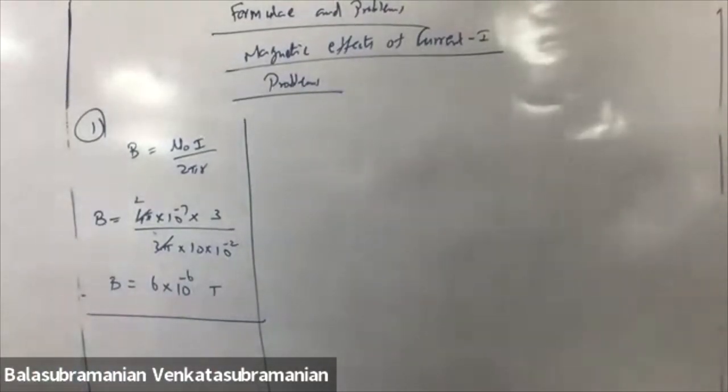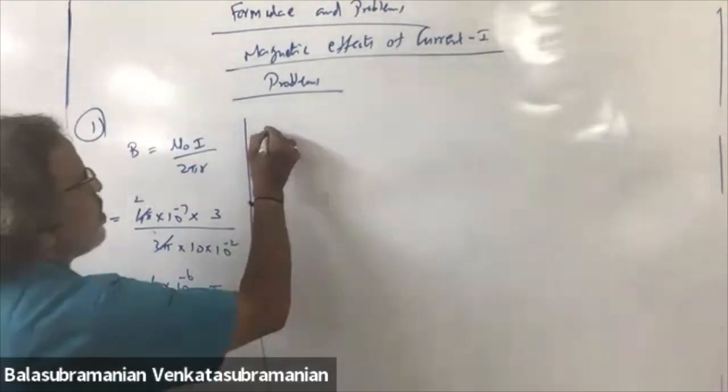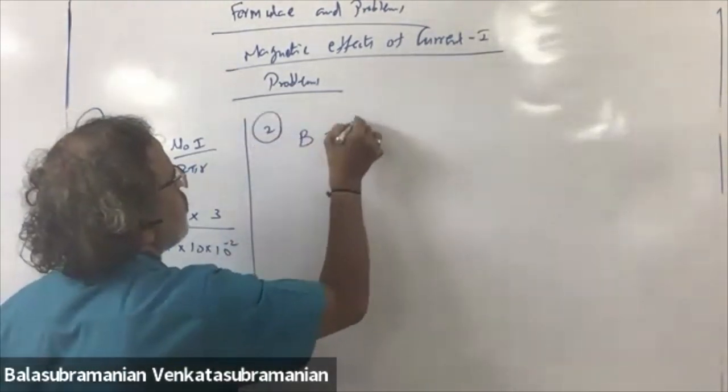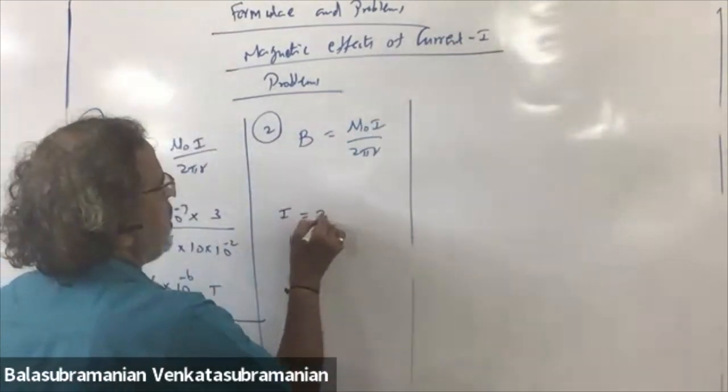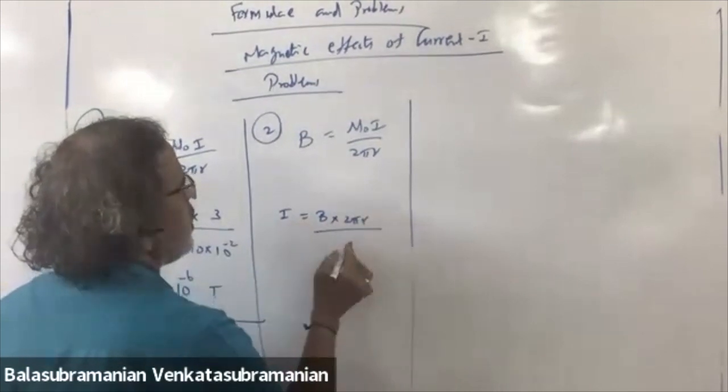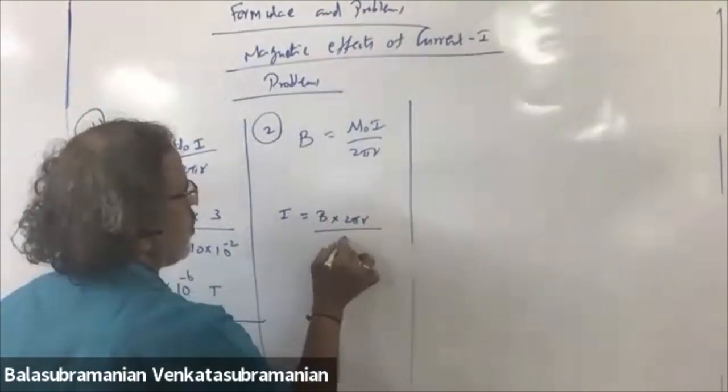Second problem. A vertical wire in which current is flowing produces a neutral point with the earth's magnetic field at a distance of 10 centimeter from the wire. What is the current? If BH is 1.8 into 10 power minus 4 Tesla. Same concept. We have to calculate the current. Mu naught I by 2 pi R. So I will be B into 2 pi R by mu naught.